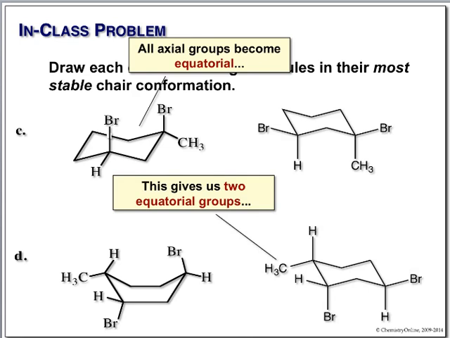Now we look and see if we're lucky, or if we have to ring invert. Here we have 2 equatorials, 1 axial. If we ring inverted, we would have 2 axial, 1 equatorial. So we were lucky. But if you do this on the exam and you're not quite so lucky, what do you do? Do a ring inversion and draw the other conformational isomer.